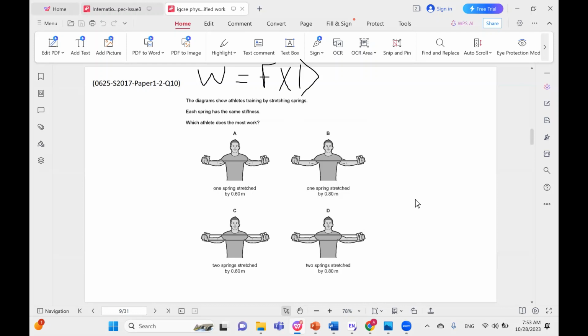Now, this distance is 0.6 compared to 0.8. We definitely know that 0.8 is going to be the correct answer. So is it B or D? The difference is that in D, he's using 2 springs at the same time to stretch simultaneously. So obviously, he's doing the most work in case D.